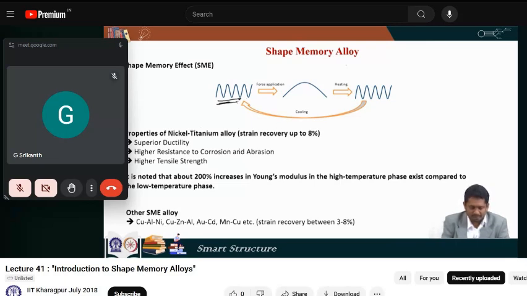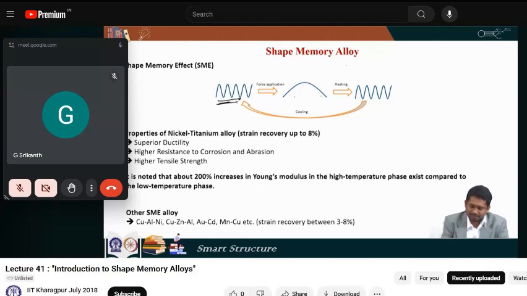Now nickel titanium alloy is one of the most widely used shape memory alloys. These alloys can recover up to almost about 8% strain. So if the amount of strain is about 8%, it can be recovered by heating. This material shows super ductility, they have higher resistance to corrosion and abrasion, and they have higher tensile strength.